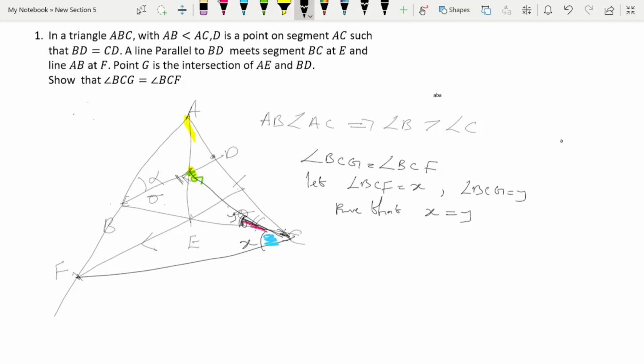We can first start by using some angle chasing. We don't really know what's going on yet. If this is alpha, we know that this is also alpha from corresponding angles, parallel line stuff. So let's think about this now. In triangle ABC, I can see that BD, AE and CG concur. They are concurrent lines, meeting at G.